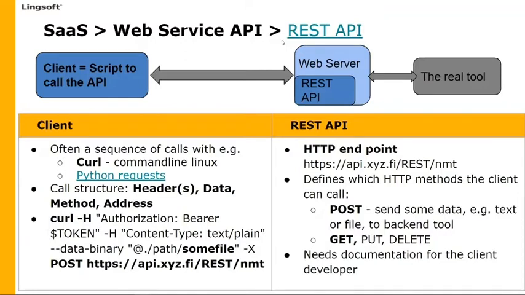The general call structure consists of headers, data, method, and address. So I have an example down there. Curl -H. So -H is a header. In this case, you have an authorization header, and there is a $token there that you probably received in a previous call. And then there's a second header about the content type. And then there is an argument for sending some data, in this case, a file. And finally, there is the method, the post, and then the address. So if you send this, then in the best case, you would receive a translation back of this SUM file.